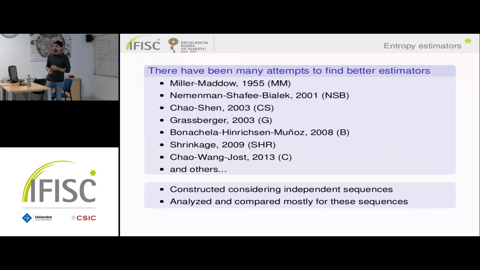So there have been many attempts to find better estimators, especially in this undersampled regime. These are some of the most popular ones. There are many others. They share some characteristics in common. That is that they are usually constructed considering only independent sequences, and they are mostly analyzed and compared only or mostly for these sequences.